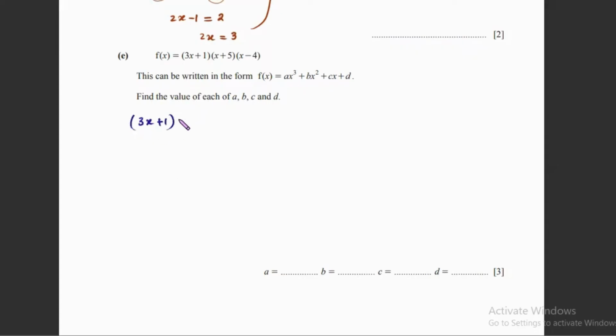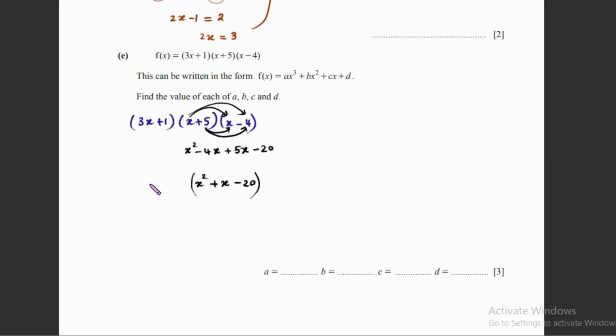So I'm going to multiply the second bracket and the third bracket first. I can multiply the first and the second or any 2 brackets first, but I'm going to multiply the second and the third bracket. So x times x is x squared. x times minus 4 is minus 4x. 5 times x is 5x. 5 times negative 4 is negative 20. So this is what I get. I can combine the like terms that I have here, which makes it x squared plus x minus 20.